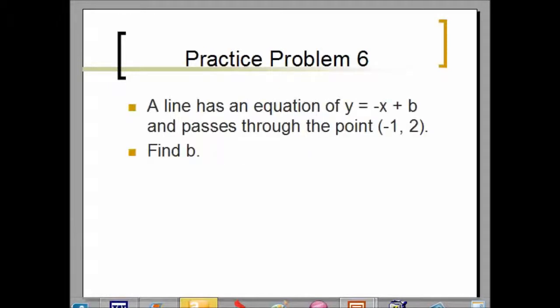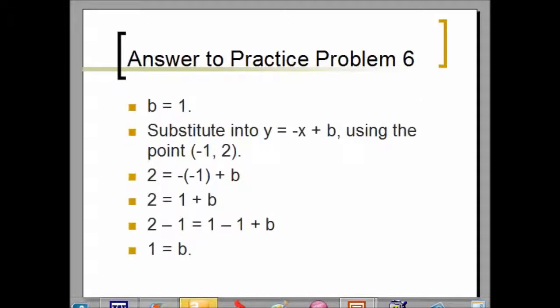Practice problem 6. A line has an equation of y equals negative x plus b and passes through the point negative 1, 2. Find b. The answer to practice problem 6 is that b equals 1. Substitute into y equals negative x plus b using the point negative 1, 2. Replace y with 2, replace x with negative 1. 2 equals the negative of negative 1 plus b. 2 equals 1 plus b. Subtract 1 from both sides gives us an answer of 1 equals b, or b equals 1.